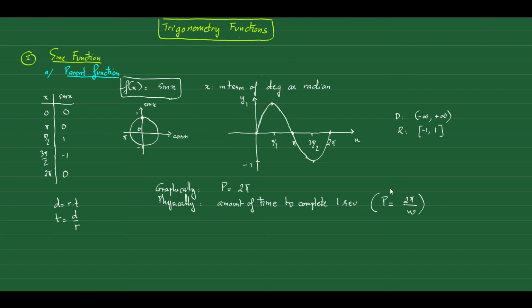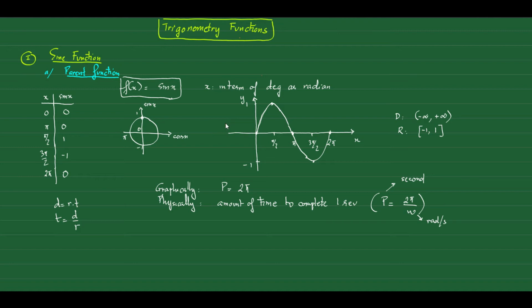Okay, so if the unit over here is radian per second, then over here the unit will be second. And P equal to 2 pi, graphically, this is go from here to here. The period means you go from 0 to 2 pi.